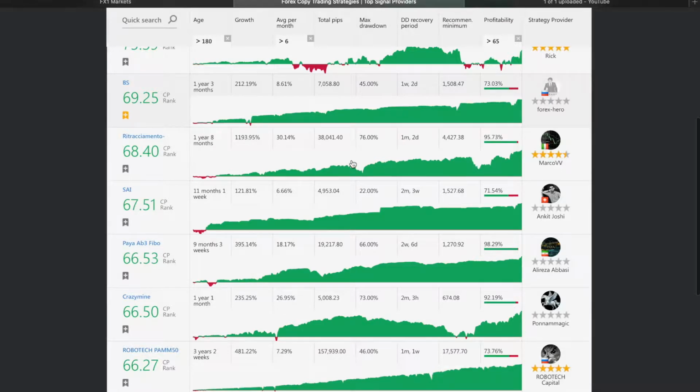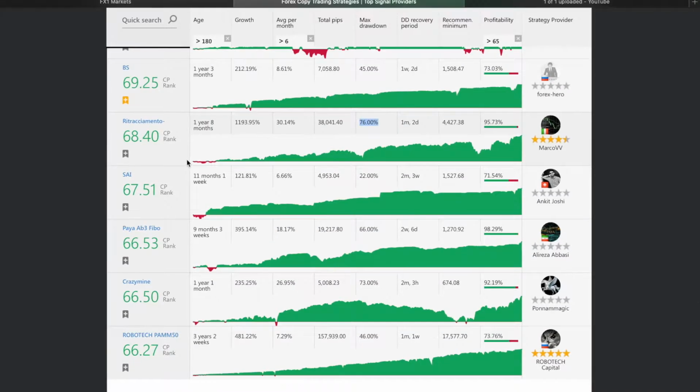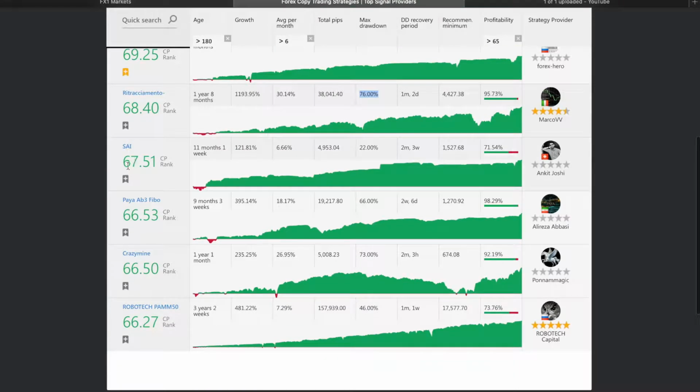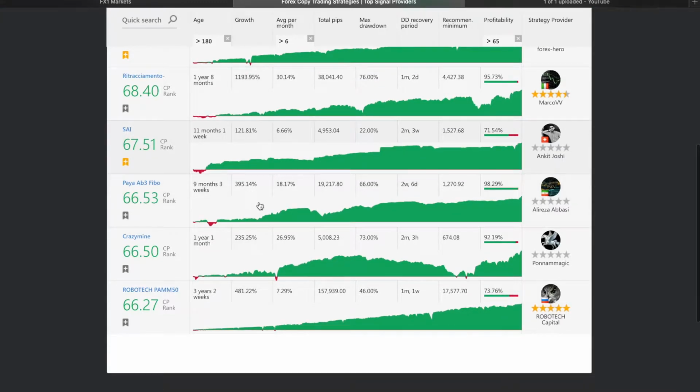This trader, by just looking at this graph, you can see the drawdowns here. You can see 76% drawdowns. I'm not gonna go near that trader. And 67 rank for this trader with 6%, just near the age, 22% drawdown, 2 months and 3 weeks. It's a low risk trader maybe, so I'm just gonna add one low risk to my portfolio.